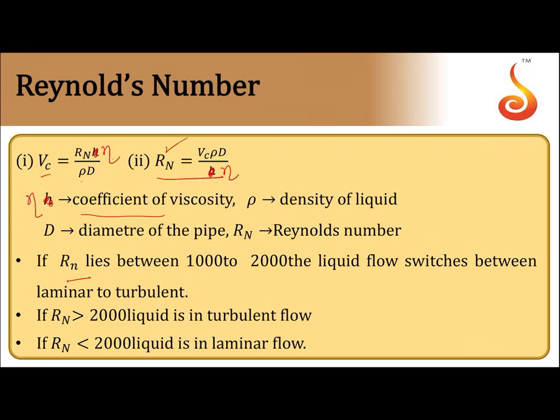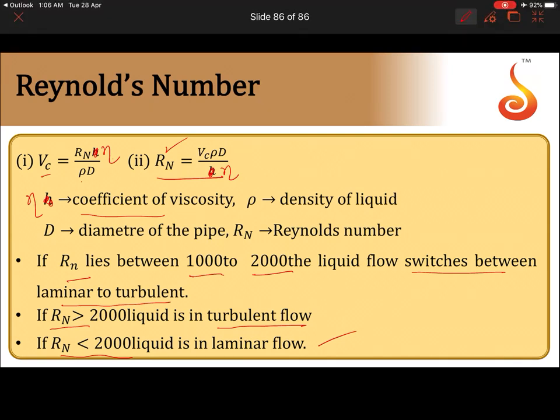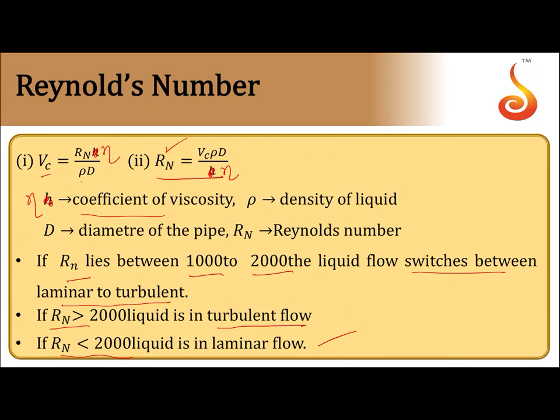If Reynolds number lies between 1000 and 2000, the liquid flow switches between laminar and turbulent. If Reynolds number is greater than 2000, then it is turbulent flow. If it is less than 2000, it is a laminar flow. So this is about your Reynolds number. That completes the mechanical properties of solids and fluids.